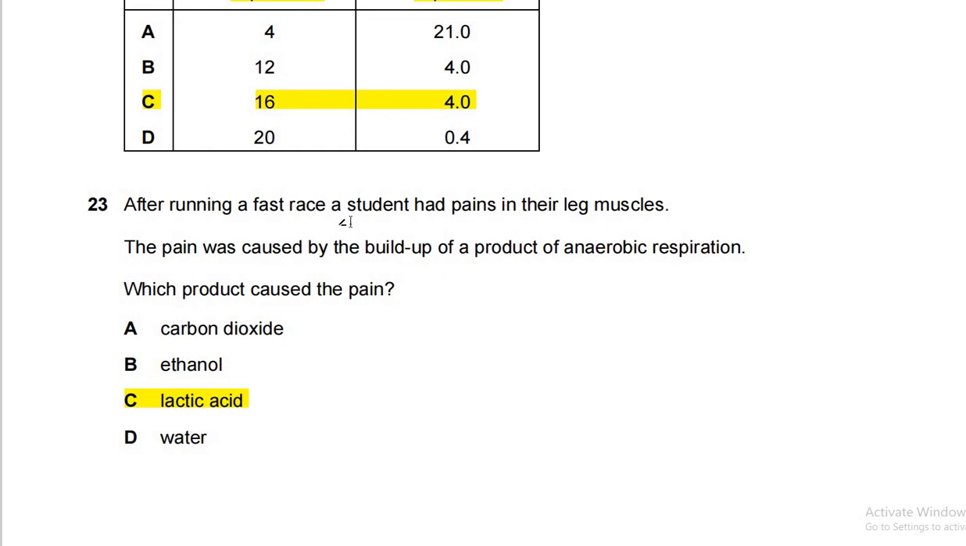After running a fast race, a student had pains in the leg muscles. This is usually cramps. The pain was caused by the buildup of a product of anaerobic respiration. Which product caused the pain? If it's all about pain, just know it's cramps. And if it's cramps, it's definitely a buildup of lactic acid in that part of the body. Since it's running, it's leg muscles, so there's definitely lactic acid. So now, which product caused pain? Carbon dioxide? No, this is a reactant. Ethanol? No, that's for yeast. Lactic acid? Yes. Water? No, not at all. So it's got to be lactic acid, because this is the one that causes the pain, right?